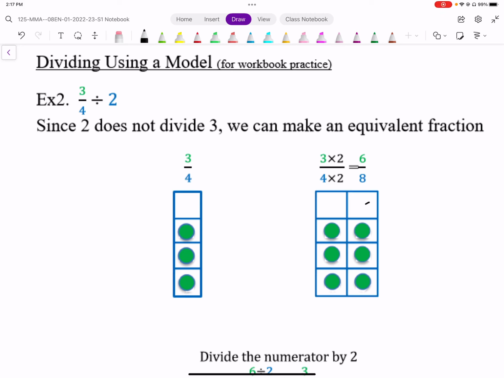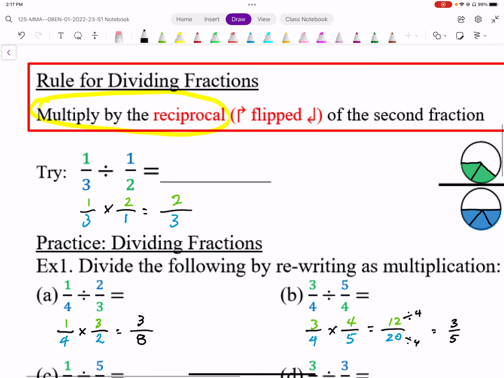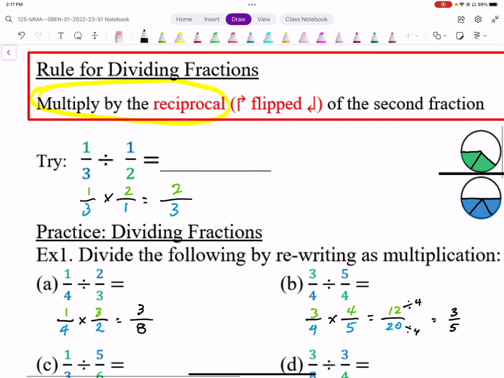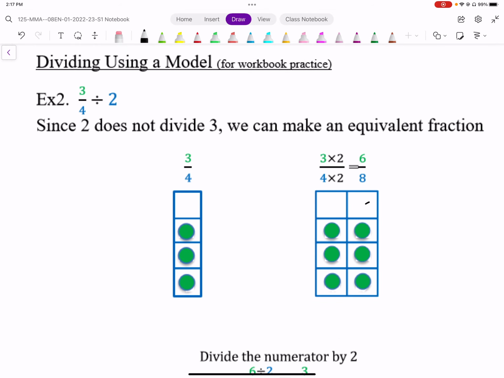This next part is using dividing as a model, using a model for dividing. And this is specifically for the workbook practice. Now, it's important to understand how this works, but in practice, we are going to use a rule. So we are always going to use this multiply by reciprocal of the second fraction. But this dividing using a model is a good way to understand how divide works.